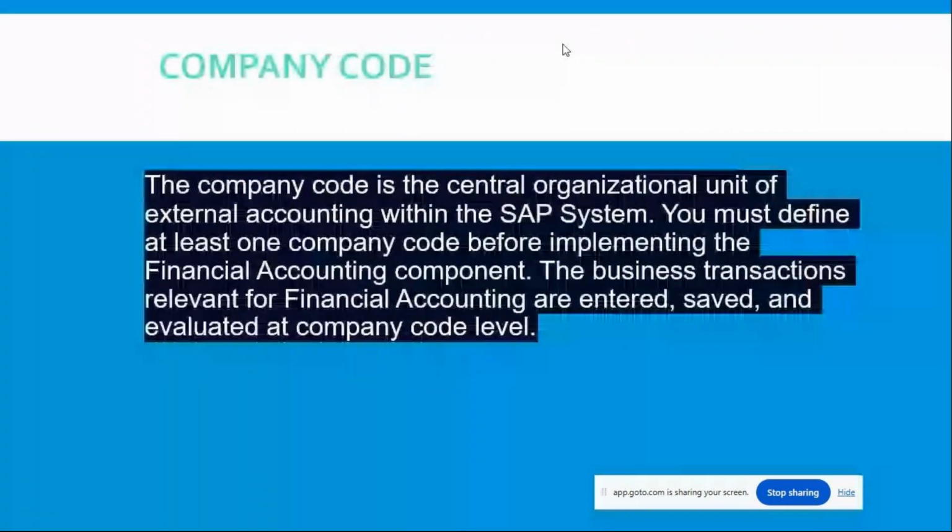If you want, you can write a short note on this. Each company should have at least one company code to run the business. A simple sentence you can write. And one more point you can add: company may be one, company code may be one or more. Okay. So that is the thing.